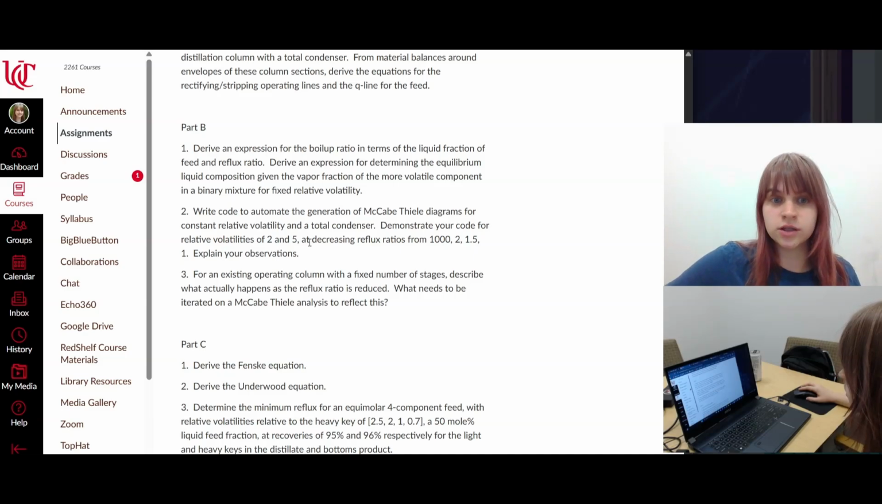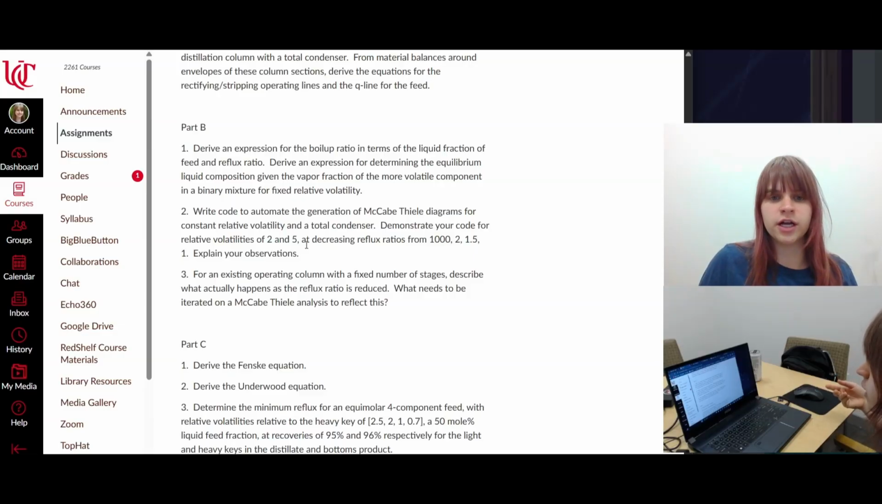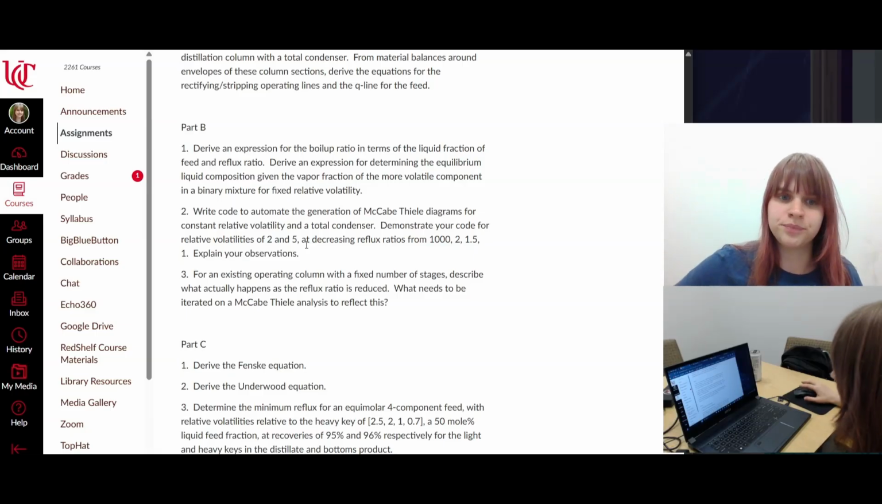However, it might take longer for the process to go through because remember that reflux ratio is comparing what you're refluxing back into the column versus the distillate you're taking out. So if you're not taking out a lot of distillate very quickly, this could take a much longer time.